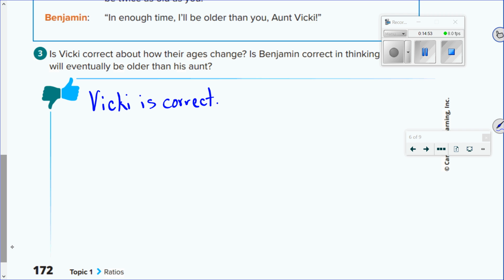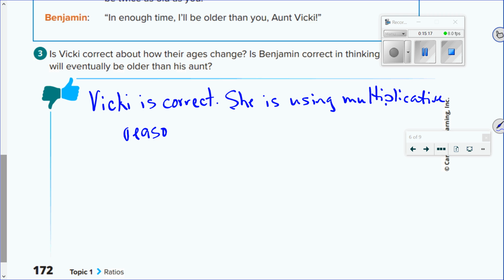What type of reasoning is she using? Both. Multiplicative. Okay? So she is using multiplicative reasoning. Is Benjamin correct? No. Benjamin is just flat wrong.